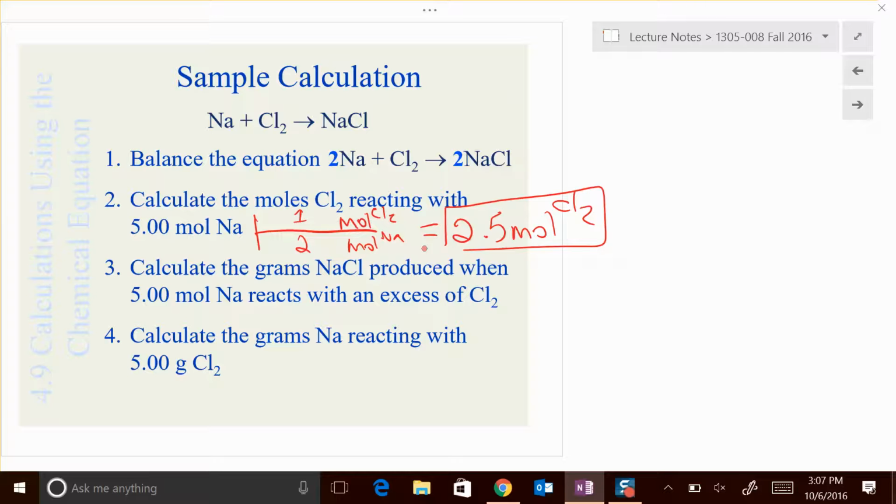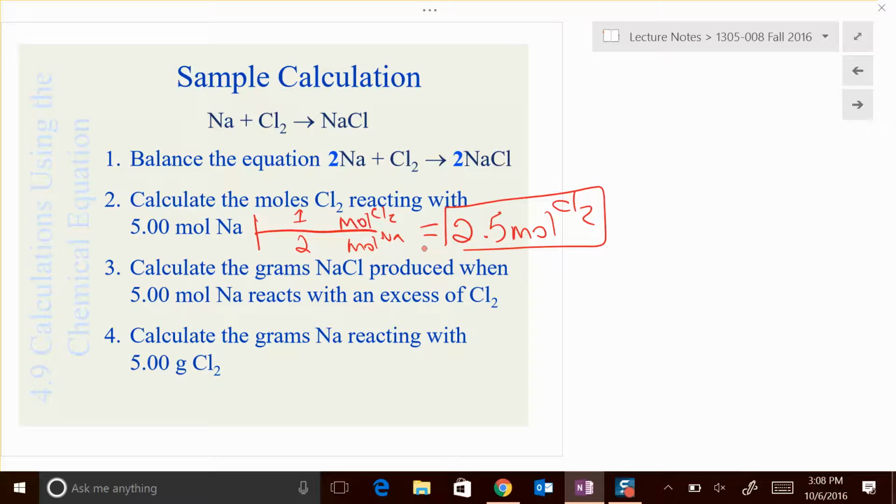Okay? Calculate the grams of sodium chloride produced from the 5 moles of sodium that reacts with, now this is key, okay? Excess chlorine. So, what does excess mean? It means it's not important. It has no bearing on this, because what's going to happen? 5 moles of sodium reacts with 2.5 moles of chlorine.